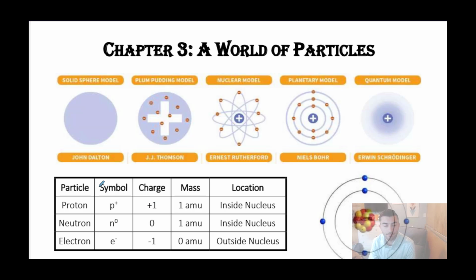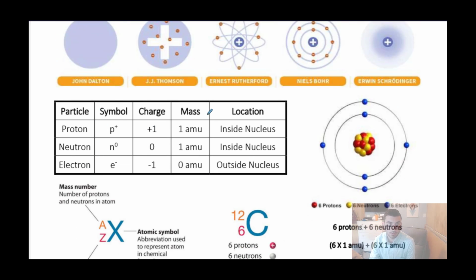The three subatomic particles that make up every single atom in the universe are protons, neutrons, and electrons. You should be familiar with the symbol, their charge, their mass in atomic mass units, and their location with respect to each other in the atom and to the nucleus.